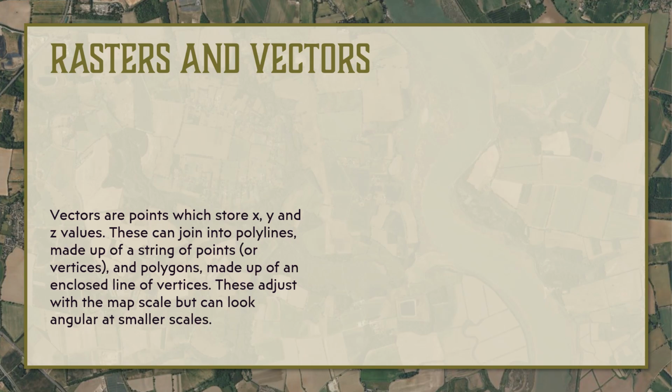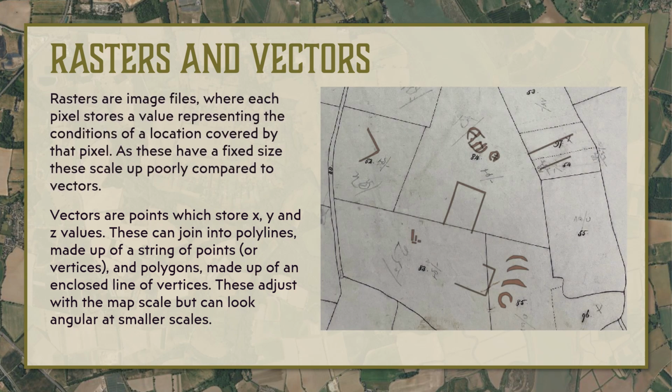Importantly, these can adjust with the map scale, but at smaller scales, depending on how detailed you want to make them, they can look quite angular. While rasters are image files, where each pixel stores a value representing the conditions of a location covered by that pixel. As these are fixed size, they scale up poorly compared to vectors.